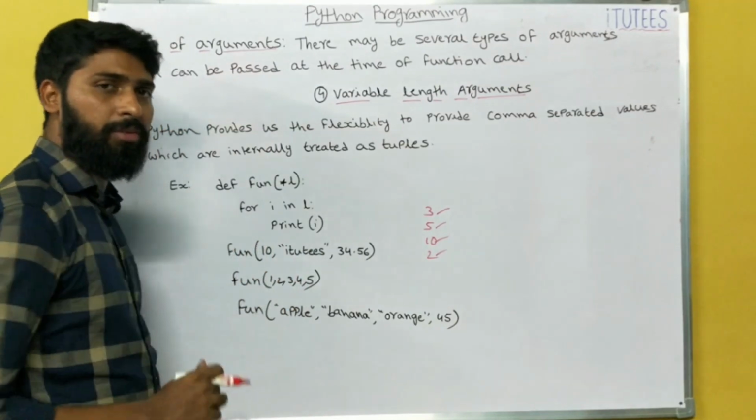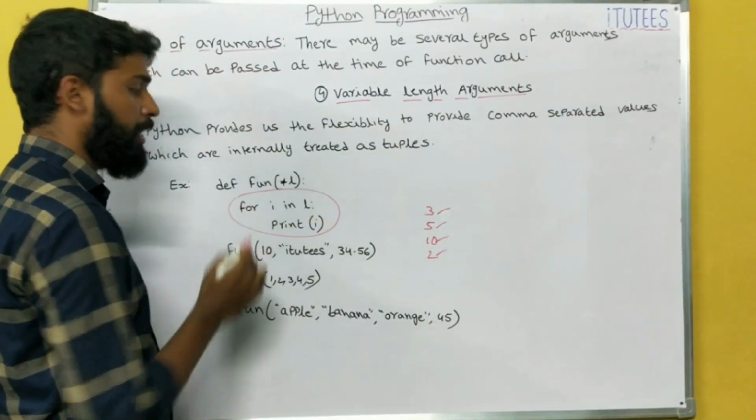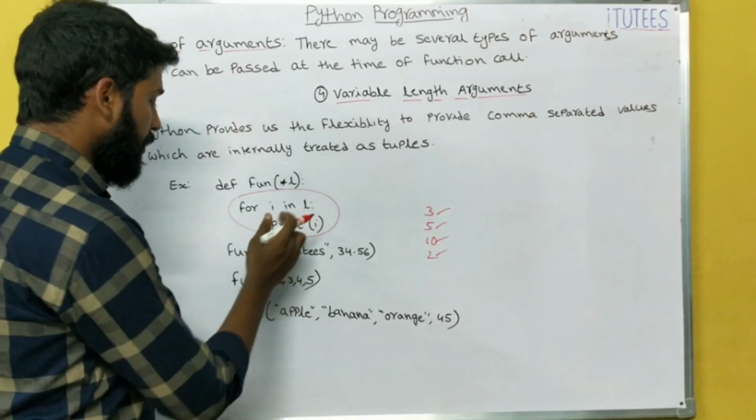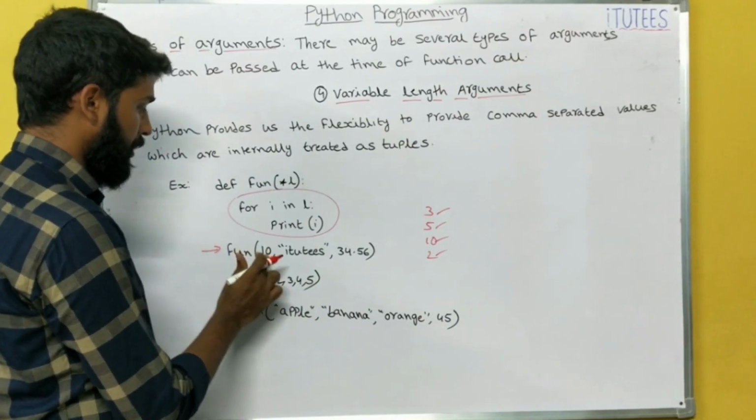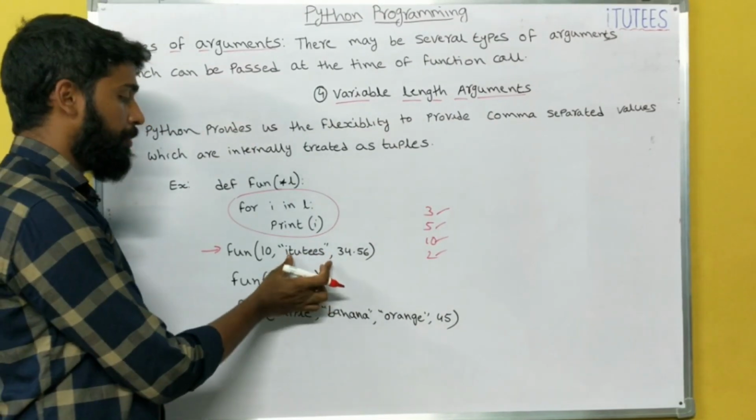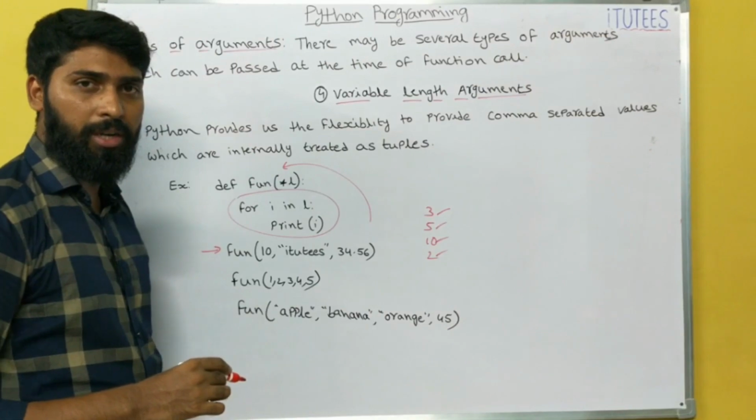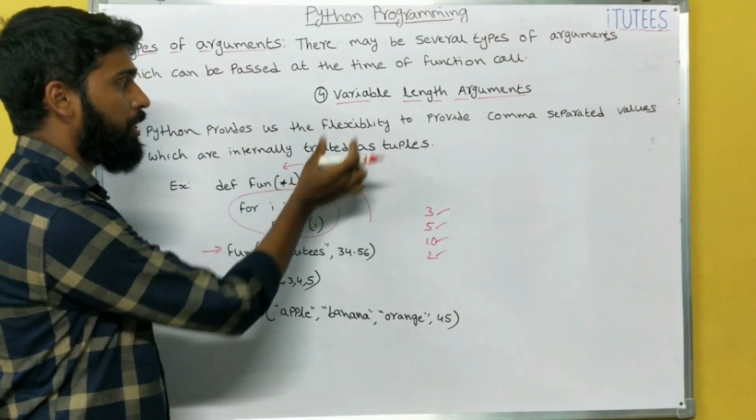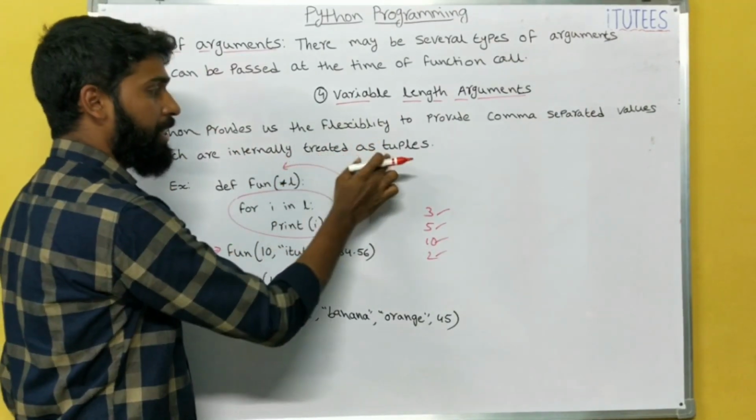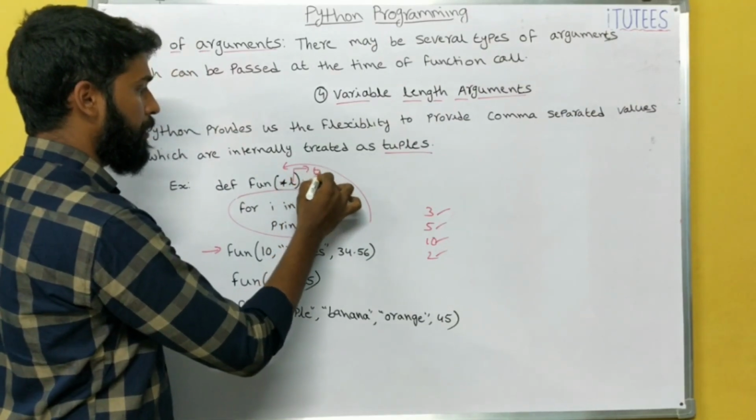Now we can discuss one example. So this is the function. In this function you are going to print the items in L. Here I am calling the function with 10, ITUT, 34.56. How many arguments do we have? 3. The function parameter is asterisk L. So now this is the variable length argument. As we discussed, it is treated as a tuple. So now this L is a tuple.